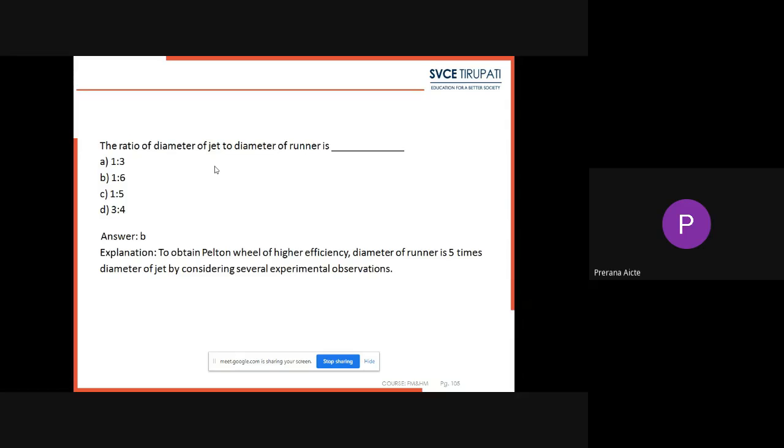Next question. The ratio of diameter of jet to diameter of the runner is 1:6. So to obtain a Pelton wheel of higher efficiency, the diameter of the runner is 5 times the diameter of the jet, by considering several experimental observations.